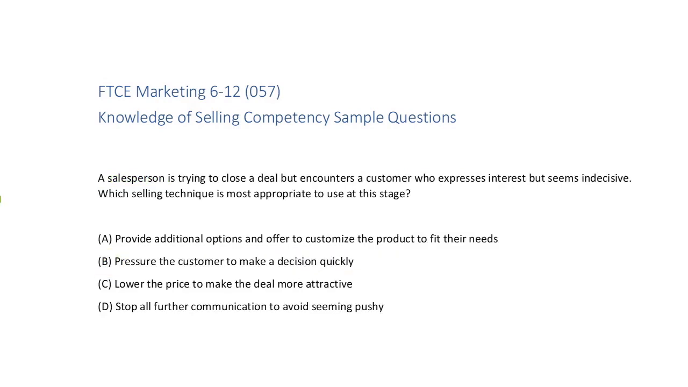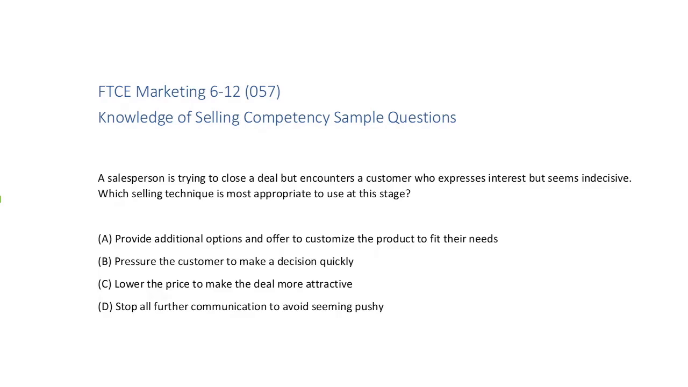A salesperson is trying to close a deal but encounters a customer who expresses interest but seems indecisive. Which selling technique is most appropriate to use at this stage? A, provide additional options and offer to customize the product to fit their needs. B, pressure the customer to make a decision quickly. C, lower the price to make the deal more attractive. Or D, stop all further communication to avoid seeming pushy.